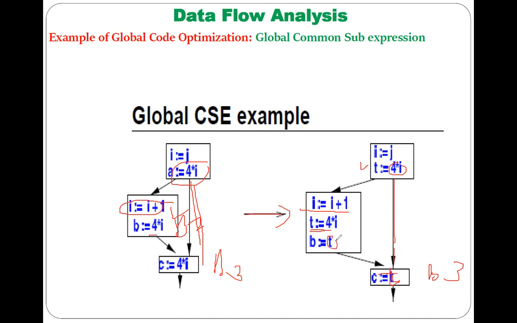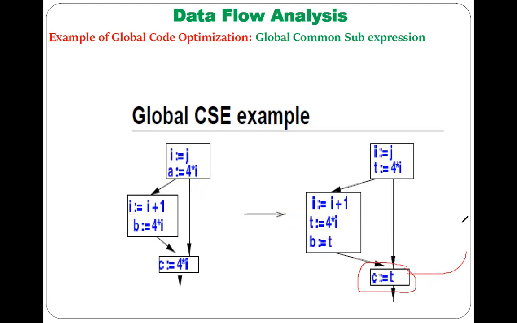the t, because here you are assigning the 4 into I to the temporary variable. To that temporary variable you are assigning the 4 into I. So for this B you can directly write the t. Understood. Even if you don't do this, it doesn't matter. But here in the B3 block, the code optimization can be done.